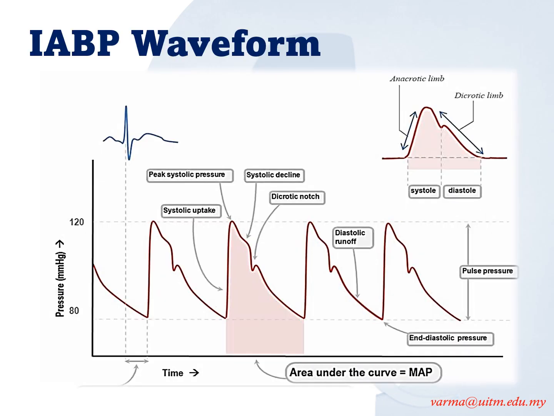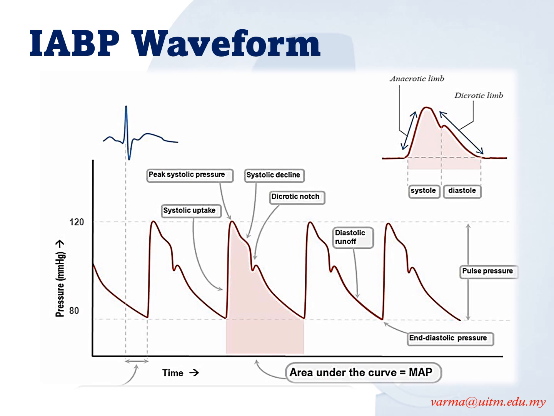This is the normal IABP waveform. It comprises a systolic upstroke, a dicrotic notch, and a diastolic runoff. The peak of the systolic upstroke is called the systolic blood pressure, and the lowest point during the diastolic runoff is your diastolic blood pressure. The difference between systolic and diastolic is your pulse pressure. The dicrotic notch corresponds to the aortic valve closing during ventricular ejection.